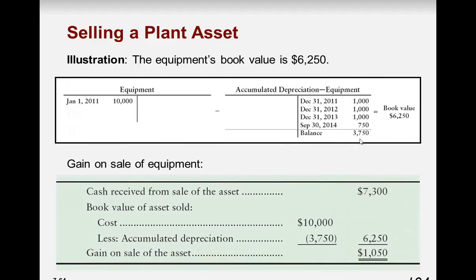So we now have a book value of $10,000 minus $3,750, or a book value of $6,250. We received cash of $7,300. Therefore, we have a gain because our cash received was more than the book value.